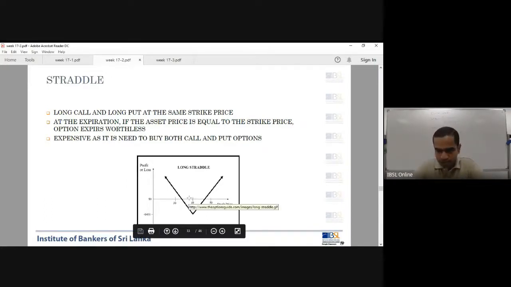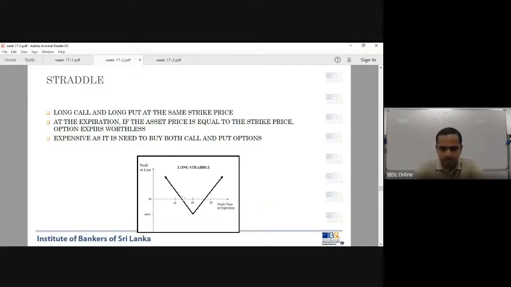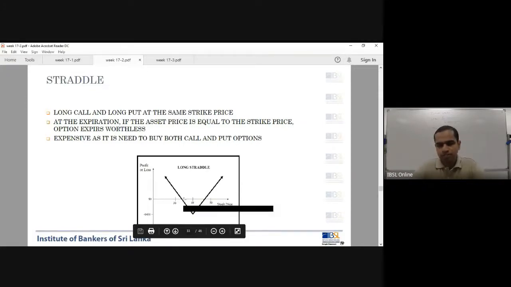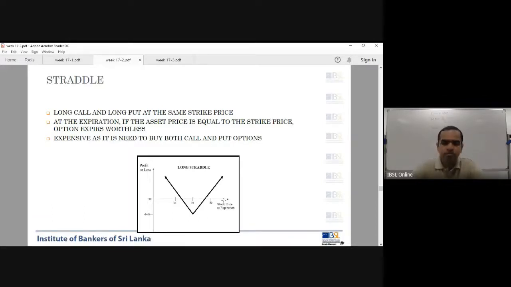Now, if you look closely, you will see that if the market is stable, in this case, if the market, for example, is between 35 and 45, right? If the market is within that range, you will lose money. You will lose what you pay as premium, right? You will end up with a loss. But if the market becomes volatile, for example, if it falls below 35 or if it goes above 45, then you will make money. Okay, so the straddle, if you are long straddle, you will make money if the market becomes volatile. But if the market is stable, you will lose money. That is how a straddle works.